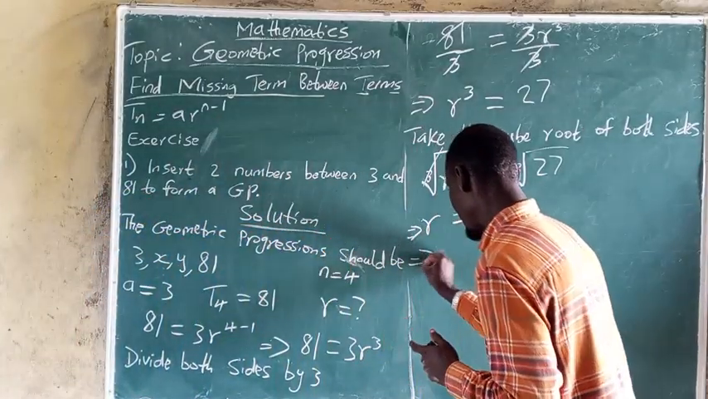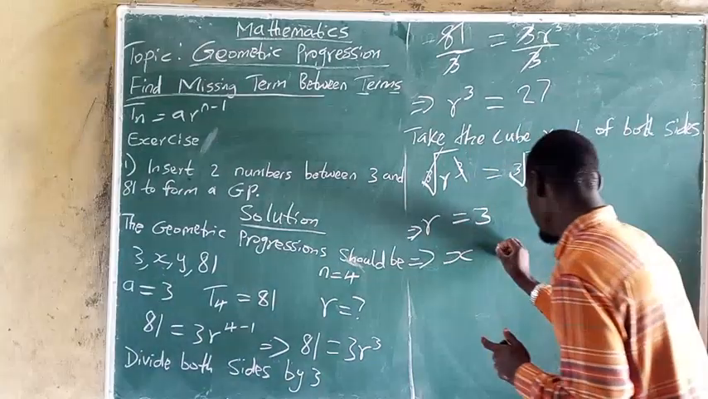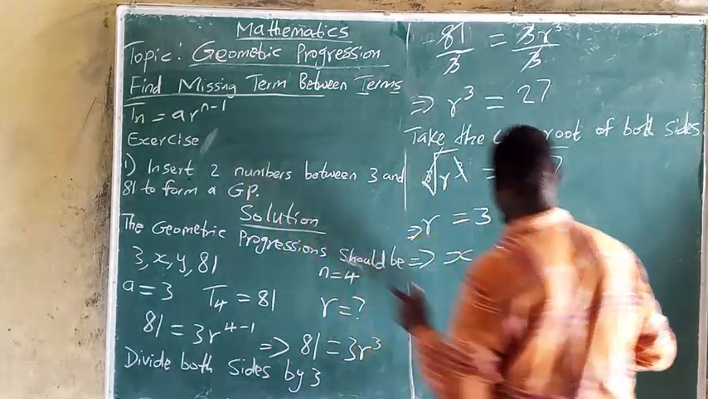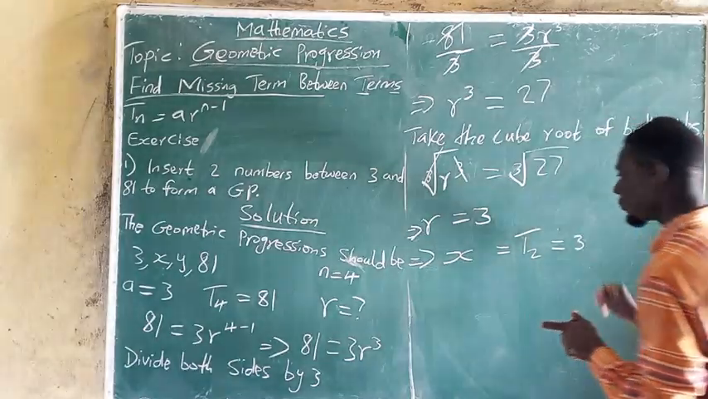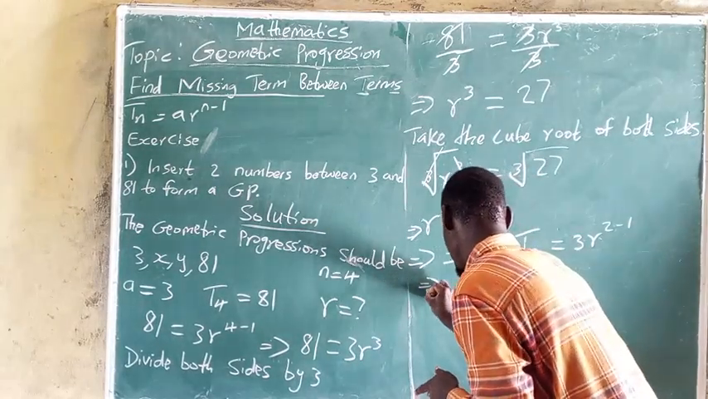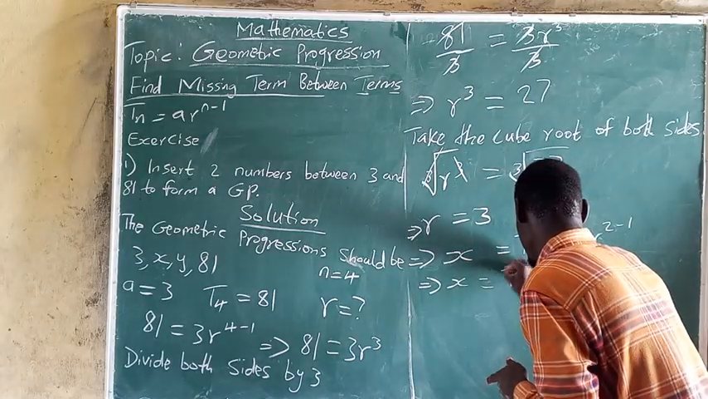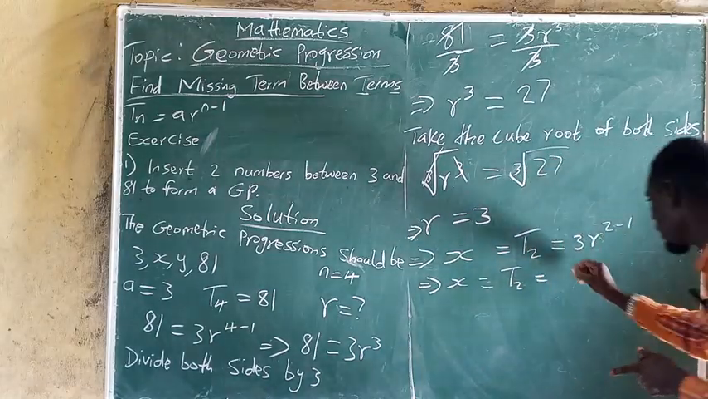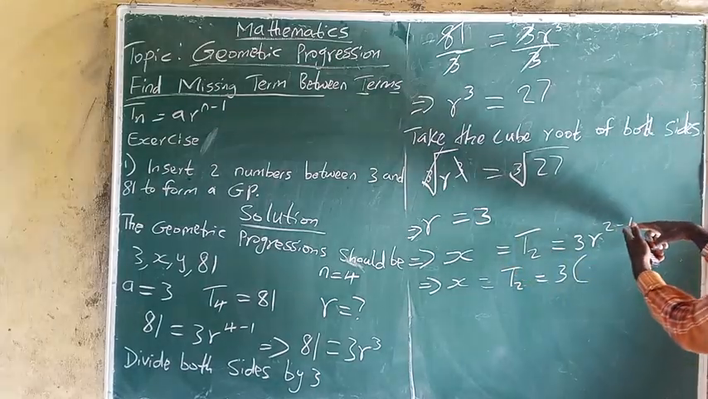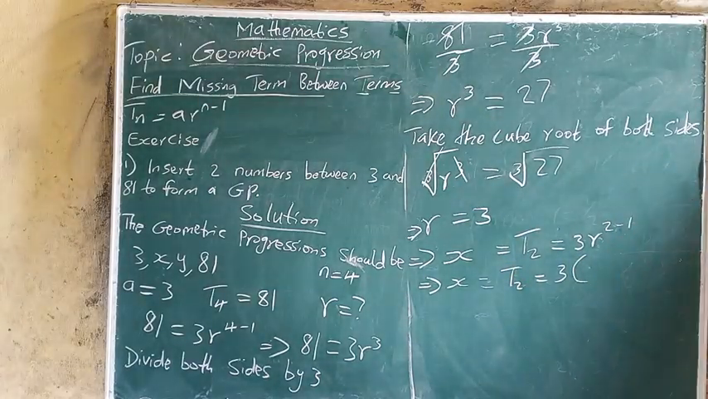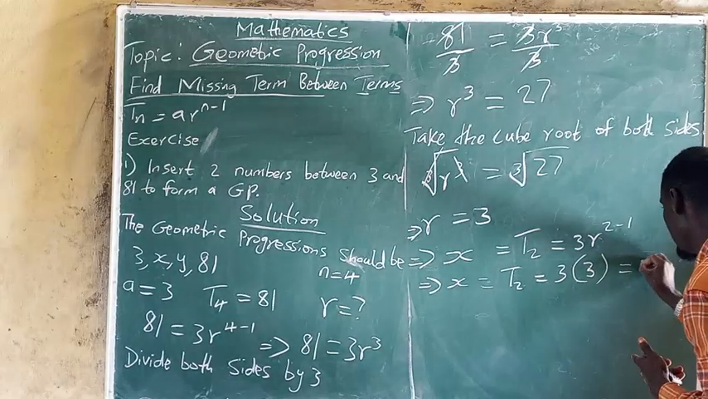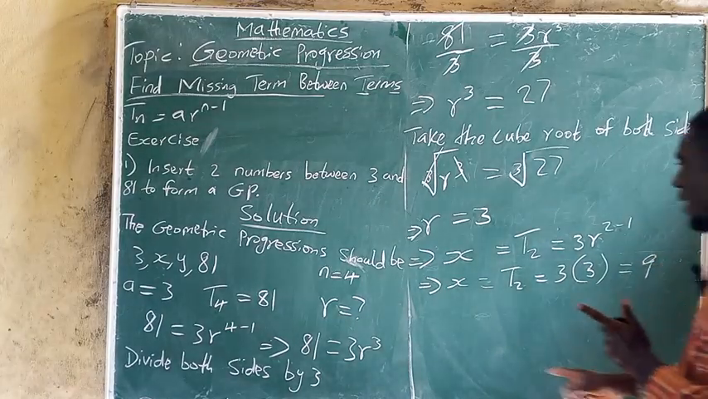Therefore, this implies that x, which is our second term, is equal to t sub 2, which is equal to, using this formula, our first term is 3, our r is 3, raised to the power of 2 minus 1, which implies that x is equal to t sub 2 is equal to 3 bracket open, remember, our r is 3, raised to the power of 1. So we have 3 here. So 3 times this will be equal to 9. Now we have gotten our x as 9.